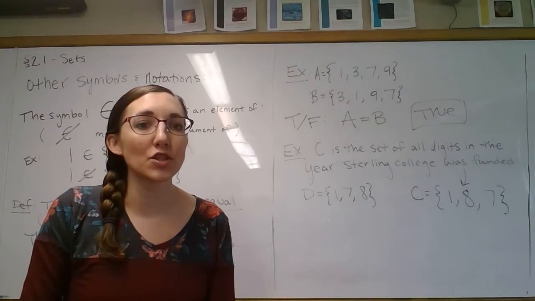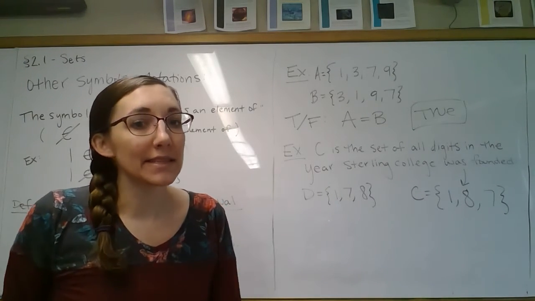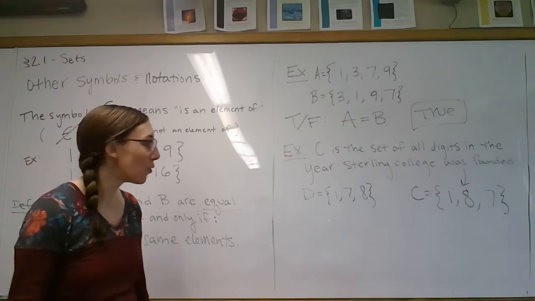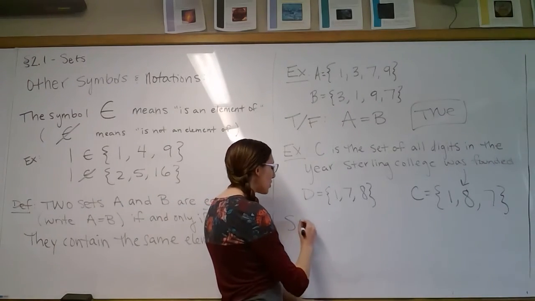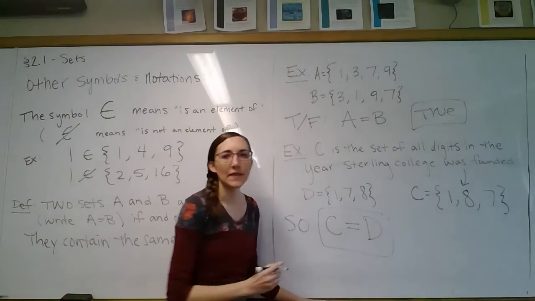Now if we compare these, the set containing 1, 8, 7 is the same as the set containing 1, 7, 8, because again, I don't care about what order the elements are written in, just the fact that they have the same elements. So we do in fact have that C equals D in this example.